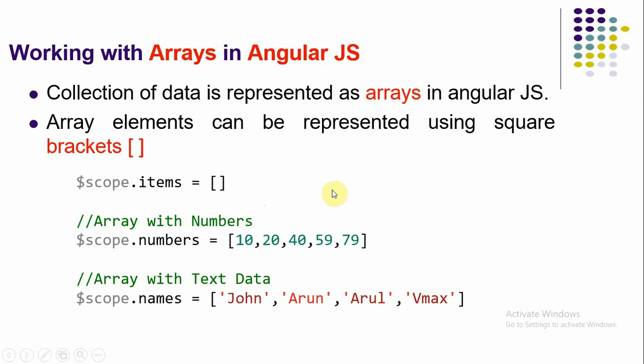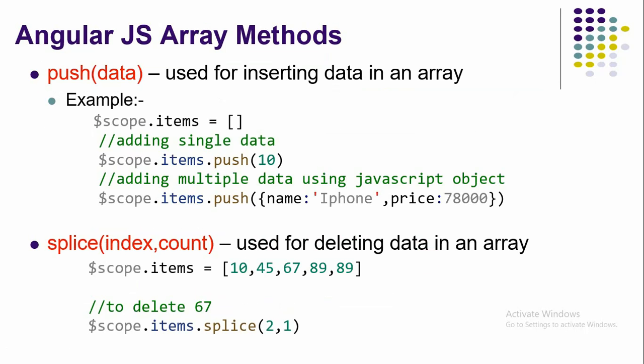So if you want to create an array variable, you need to use $scope dot a variable name equal to, using square brackets. We have to define the array structure. Inside this square bracket, we can store numbers, we can store text data, or we can store mixed types of data. And in AngularJS, we have certain methods. These are the common methods.